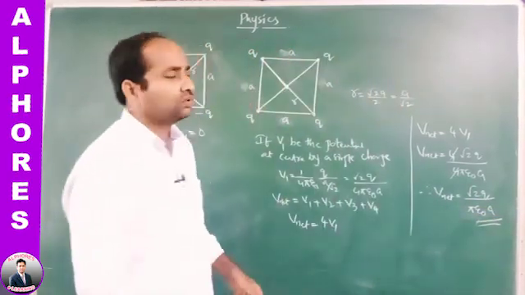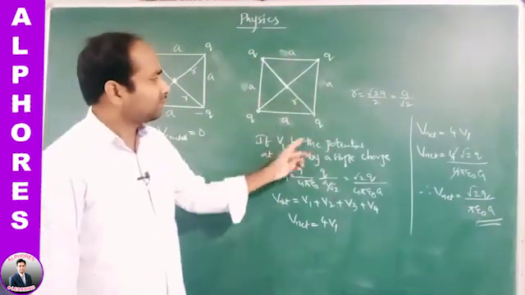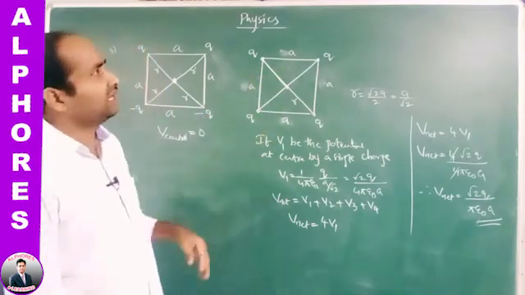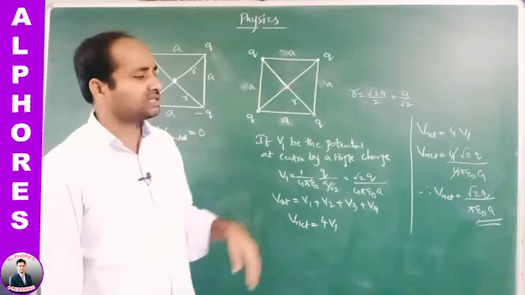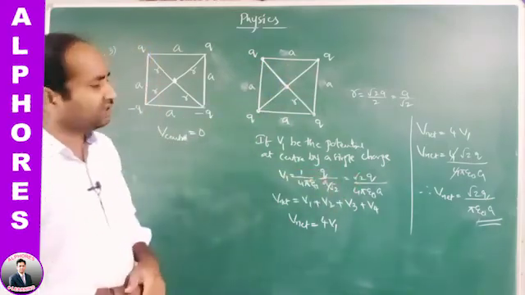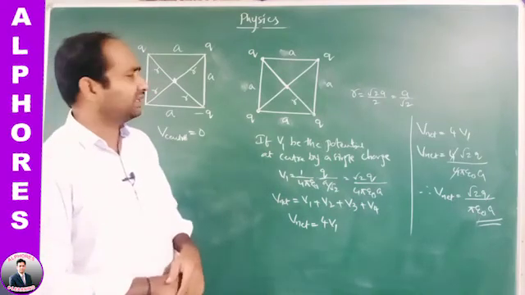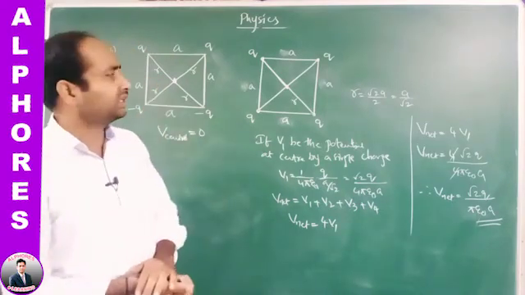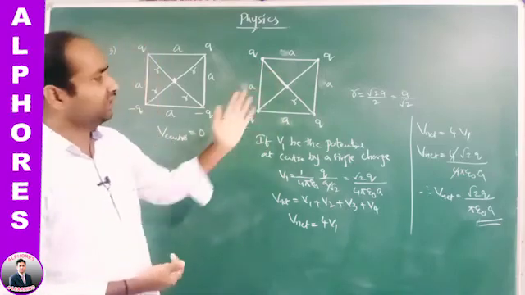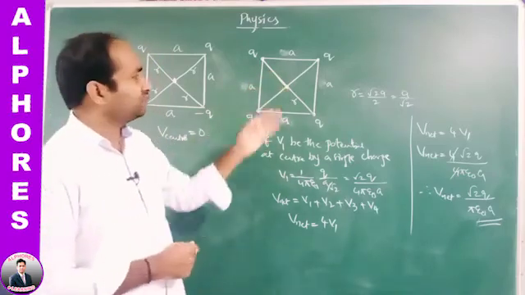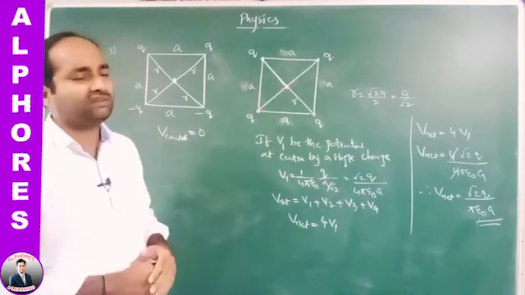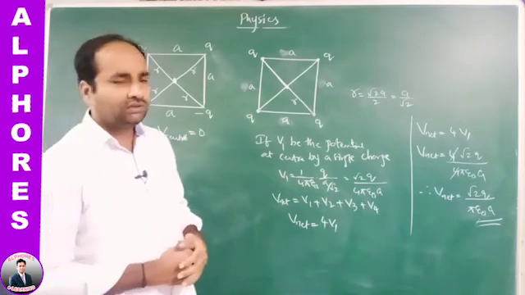Okay, so this is about the problems based on the system of charges. Whenever we are calculating potential due to a system of charges, these are the problems. V net is root 2Q by pi epsilon naught a. Some charges are kept at the corners of a square, and we should find the potential at the center or at the midpoint of any one of the sides.